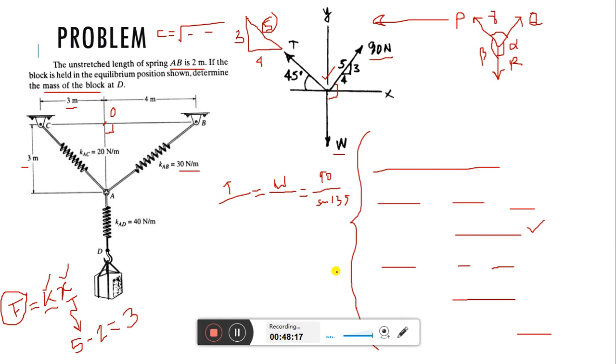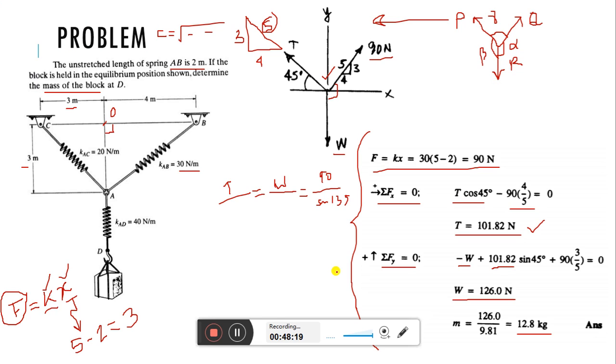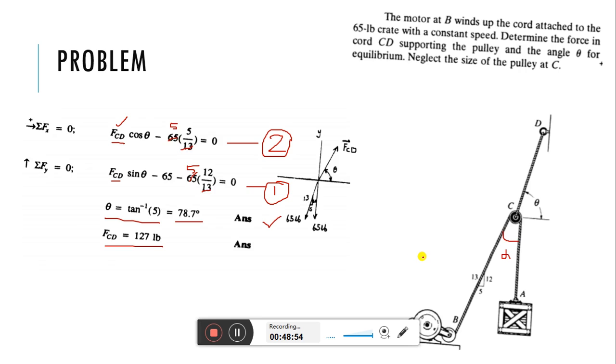Today we have solved, at the very beginning, a problem with a spring, in which the main fundamental thing was the law F equals kx. Once you have calculated the value of F, you can put this into the equilibrium form. For planar and concurrent forces, we have two equilibrium equations: summation of Fx equals 0, summation of Fy equals 0. After solving these two equations, we got the unknown values.